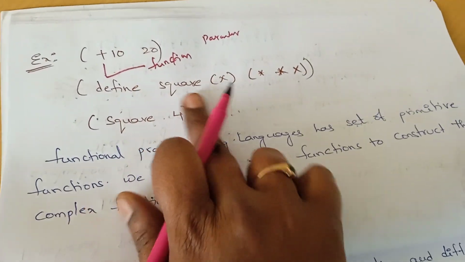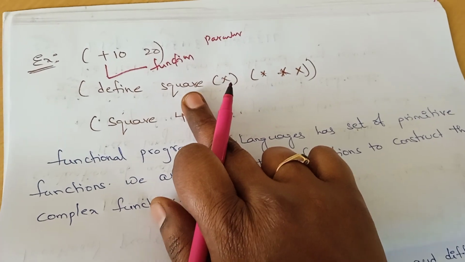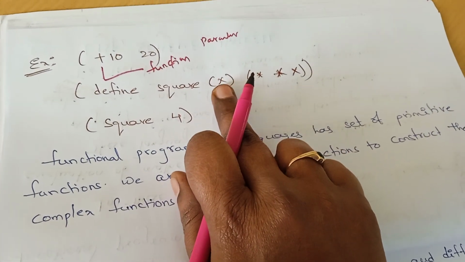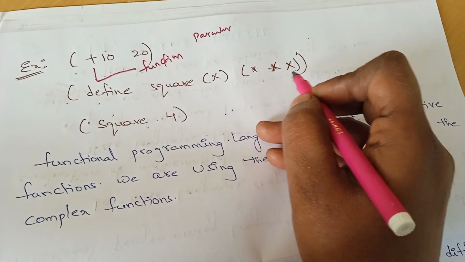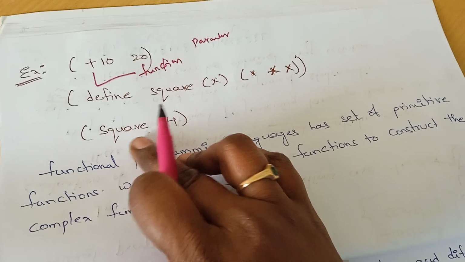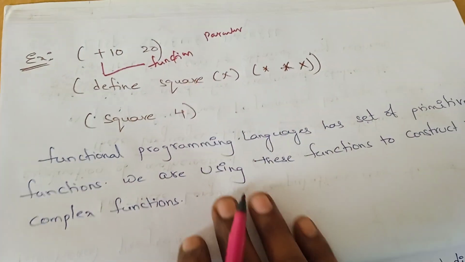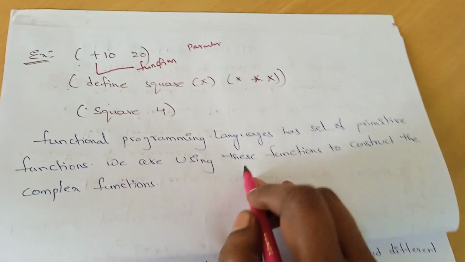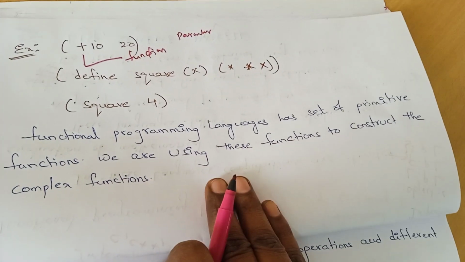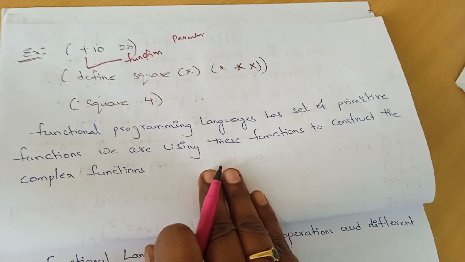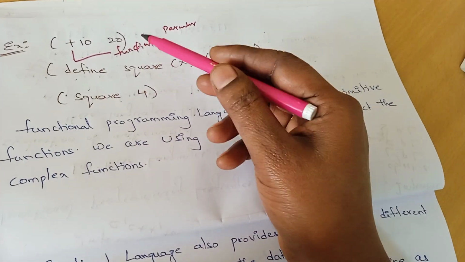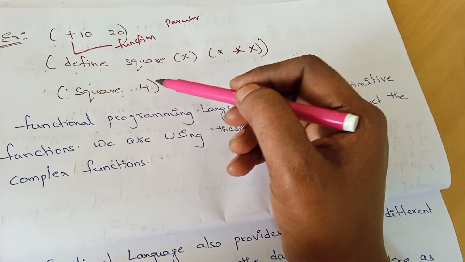Define square of x. Square is the function name, and x is the parameter. x into x are parameters. Now that is what square of 4 we are denoting. Functional programming languages have a set of primitive functions. We use these functions to construct complex functions. So functional programming languages will not use any kind of variable to get the result.